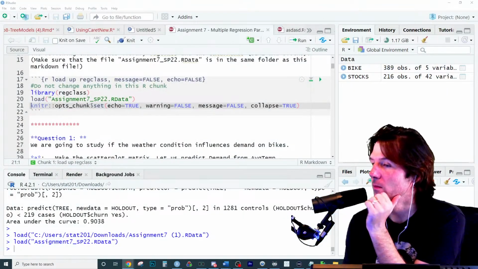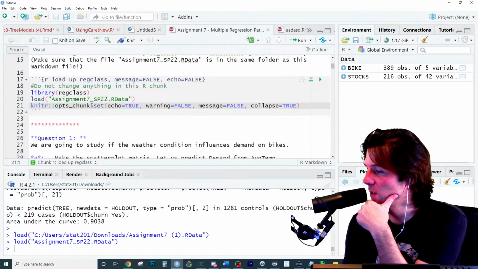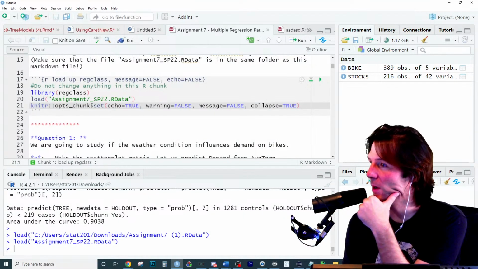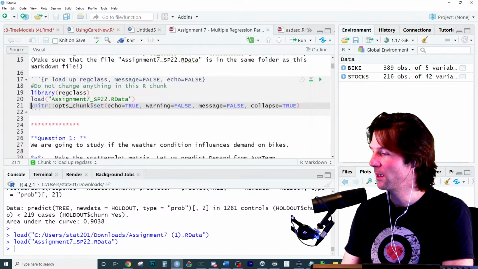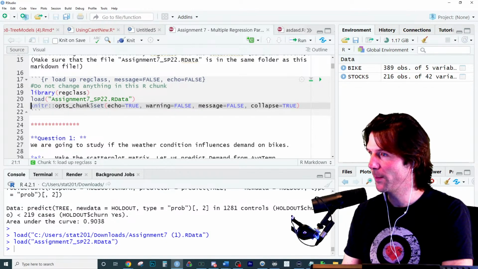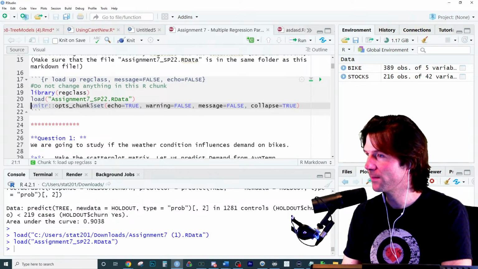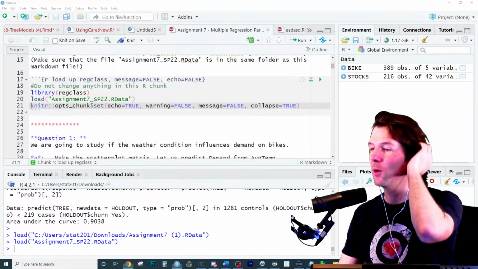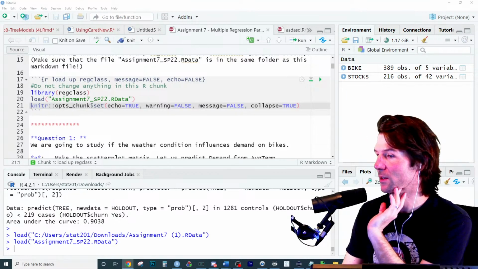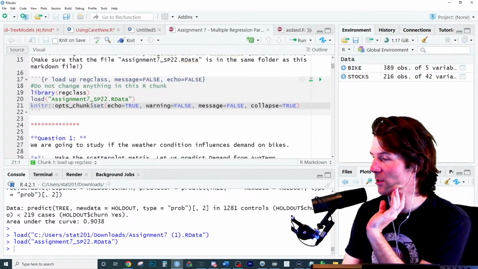Summary holdout churn gives that right there. So that's the accuracy on the holdout. That is correct, Shreya. You got it. Yeah, that is the accuracy on the holdout. That is correct.